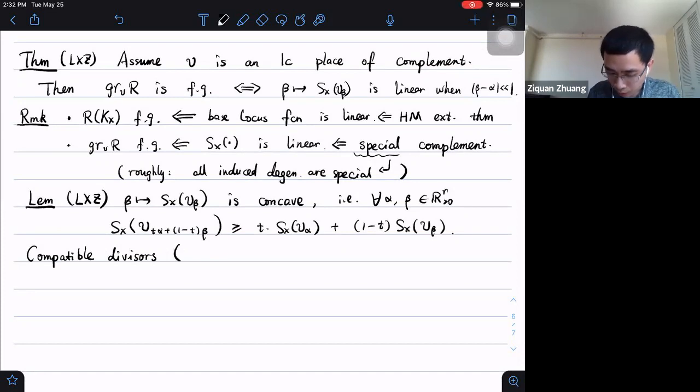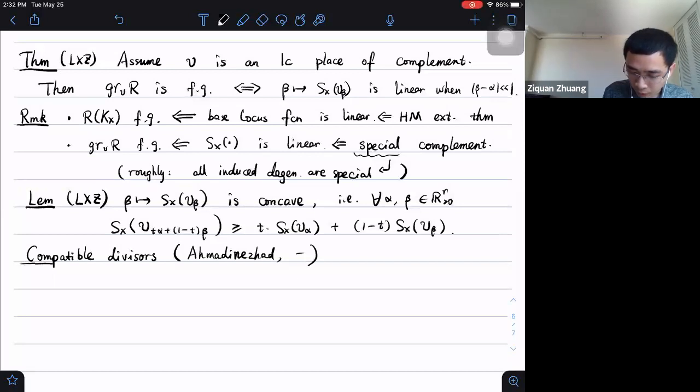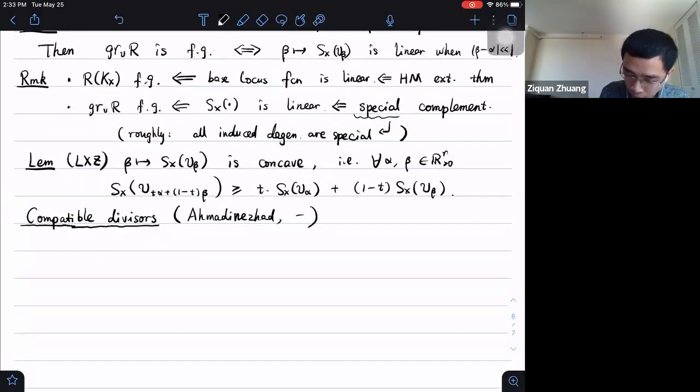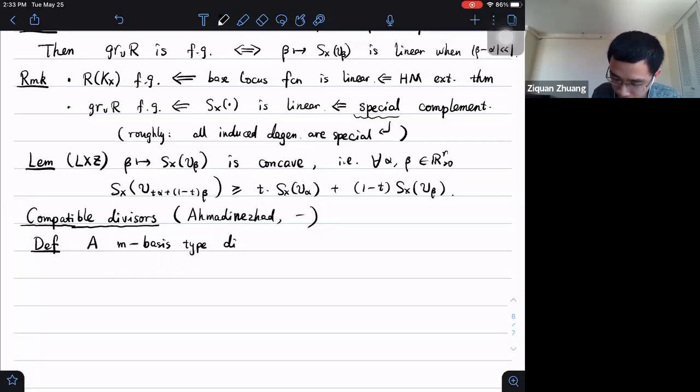This was introduced in an earlier joint work with Hamid. There we were studying K-stability of explicit examples, but it turns out this notion is also useful in other settings as well. So let me give the definition. Maybe let me first recall what a basis type divisor is, from Yuchen's talk last Tuesday. Let me recall that the m basis type divisor, where m is an integer, of my Fano variety is of the following form.